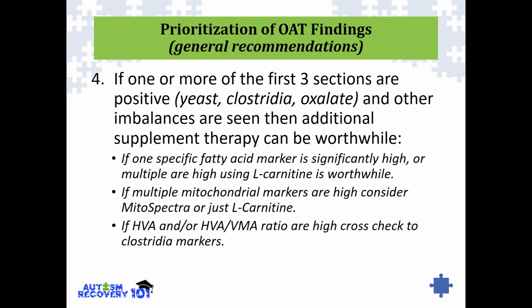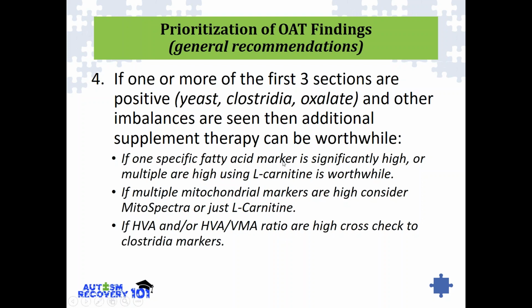For example, if you do a test and you see a specific fatty acid marker is significantly high, or maybe multiple ones are high, then some L-carnitine supplementation can be worthwhile. But if the yeast is high, the bacteria high, and the oxalates are high, well, those also need to be dealt with too. And then you retest a couple months down the road and see where your levels are. If there are multiple mitochondrial markers that are high, you can consider mitospectra, for example. Not a bad way to go, and I've seen a lot of kids do fine with that.